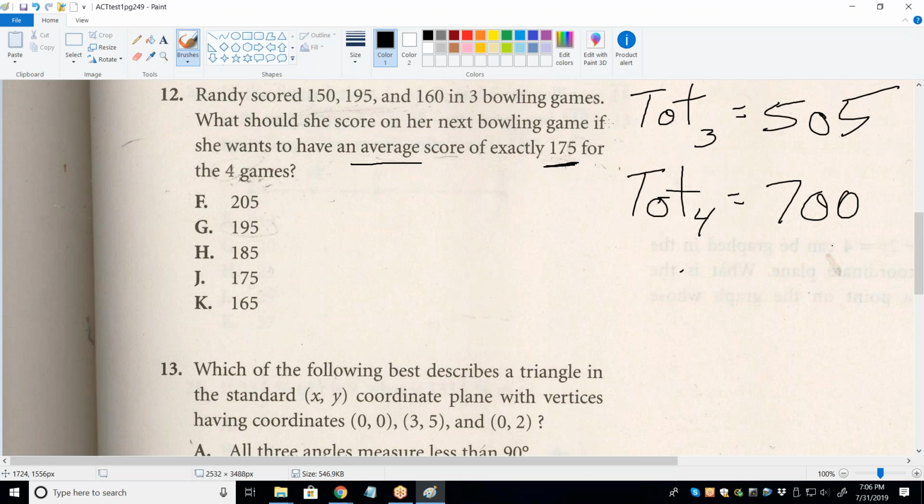So if the total in the first 3 games is 505 and the total in the first 4 games is 700, what does she have to bowl on the 4th game? Yeah, the difference between those 2 totals. Now, you see where you're not comparing averages. In other words, if I came up with an average for the first 3 games, I would have to divide that by 3.